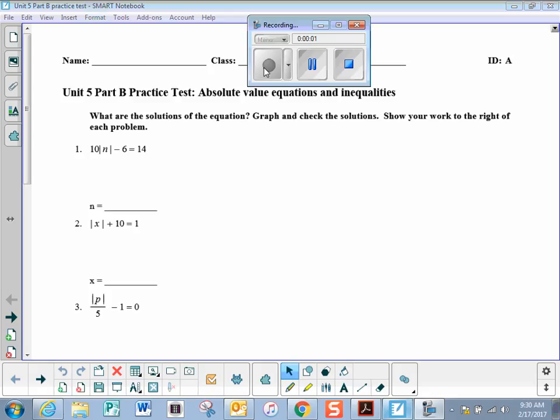And here we are again to go over another practice test to ensure that you are prepared to ace the test on Tuesday.